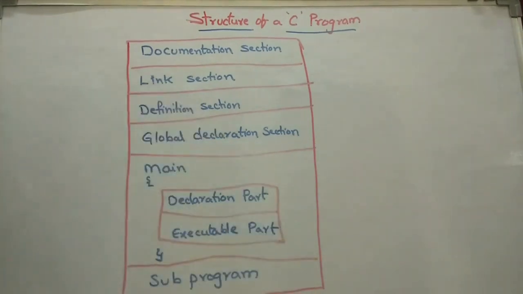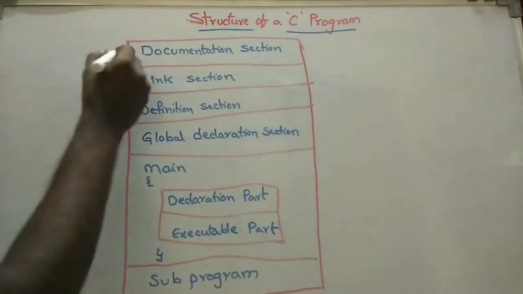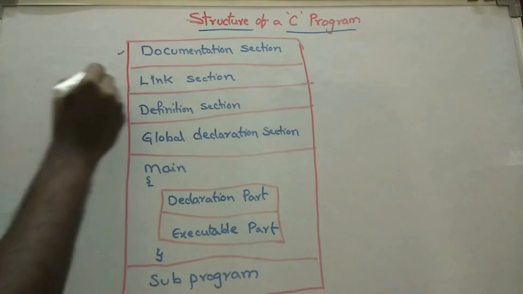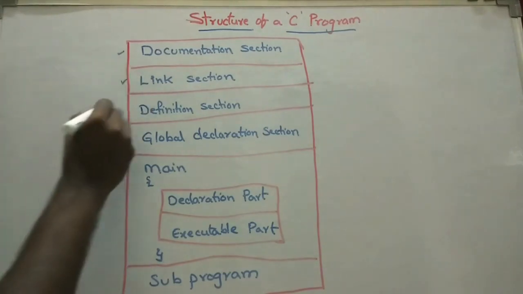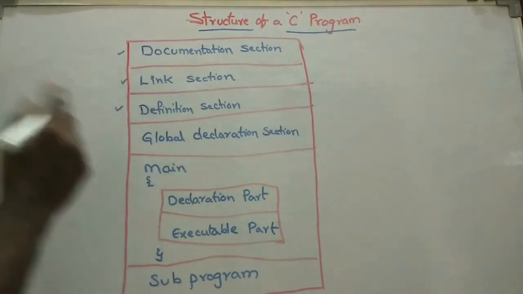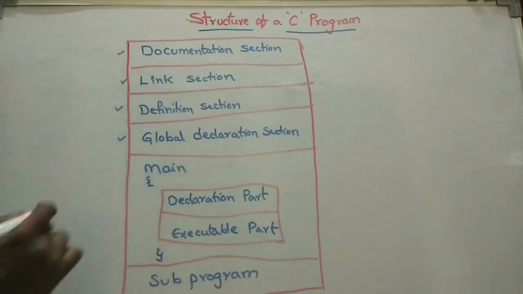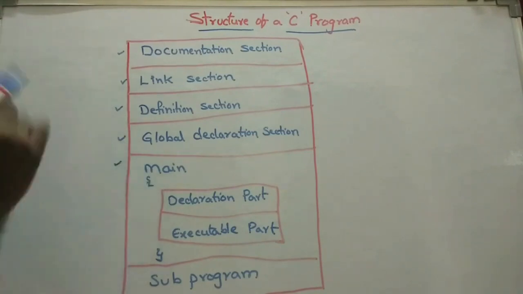This is the basic structure of a C program. What is the first section? The first section is the documentation section. The second one is the link section. The third section is the definition section, the fourth one is the global declaration section, the fifth one is the main section, and the last one is the subprogram section. First, roughly I will explain the need of each section.